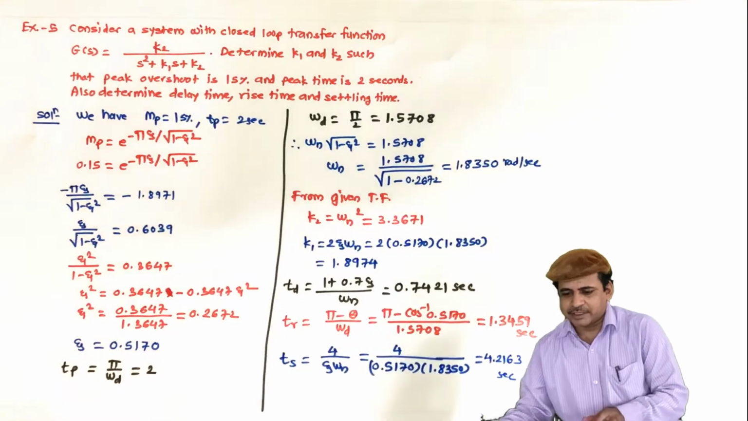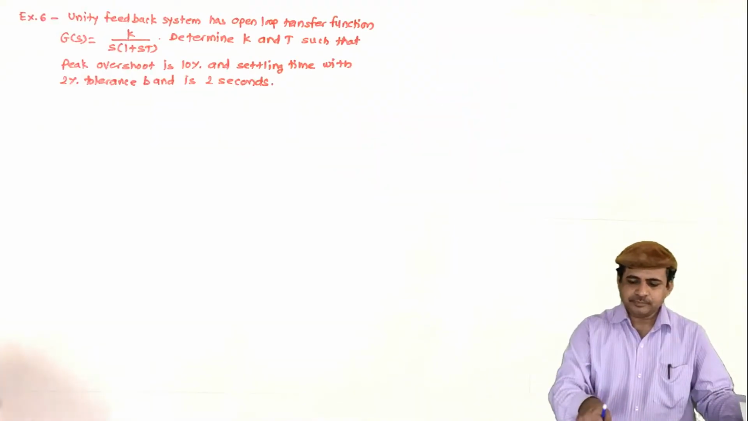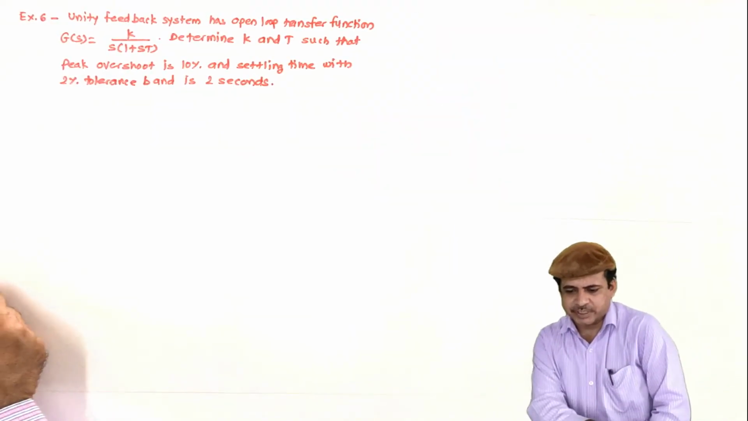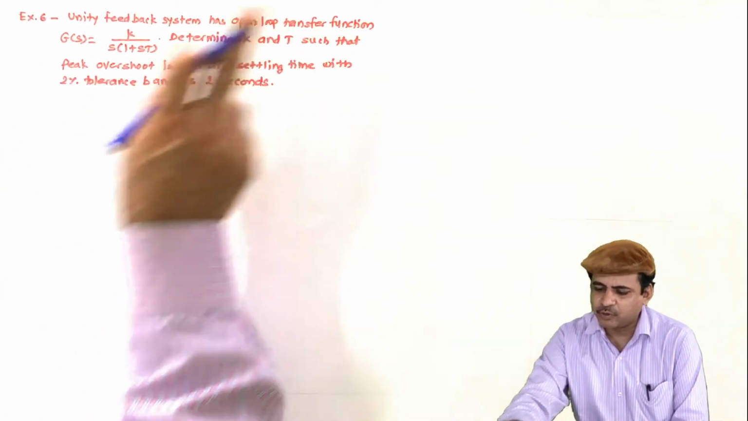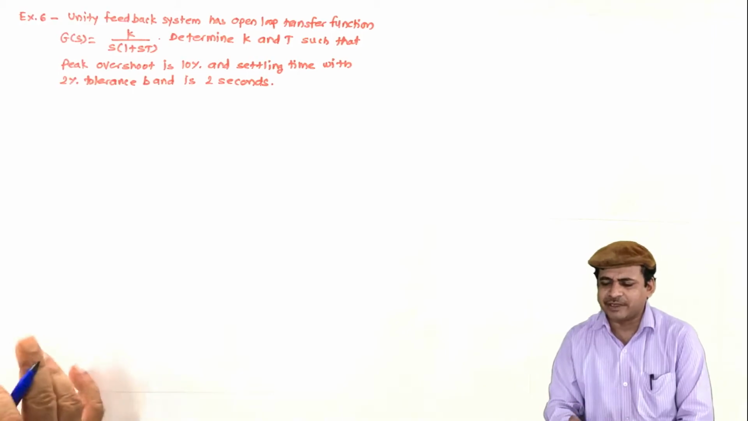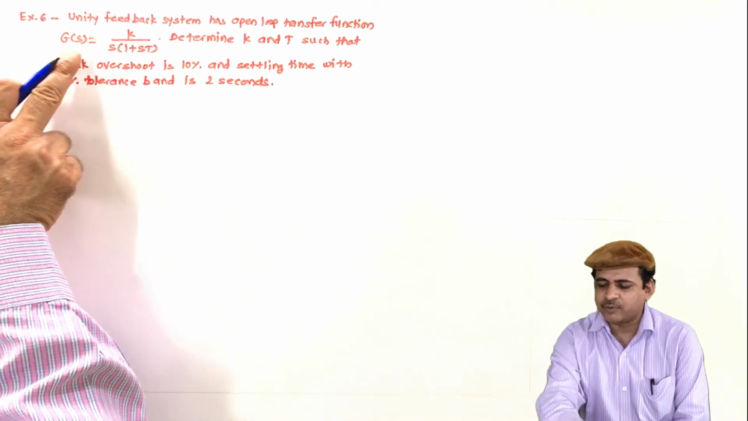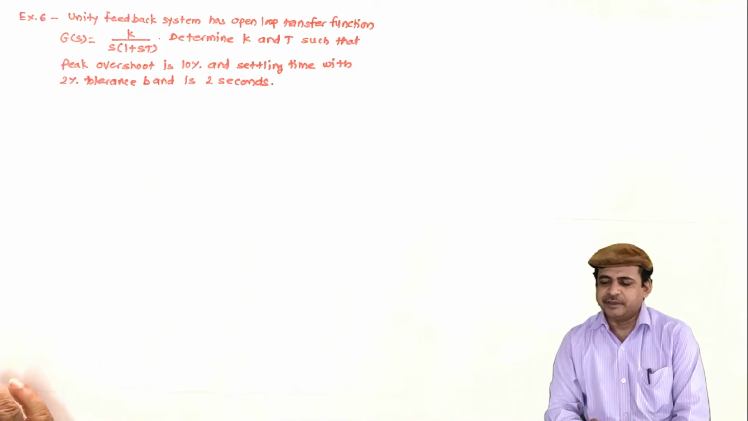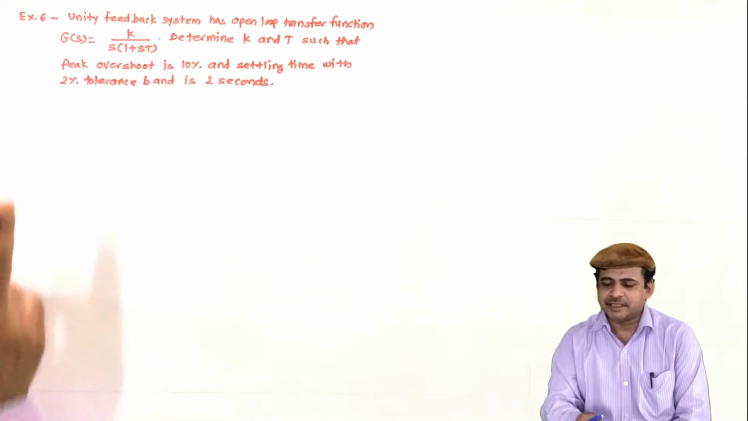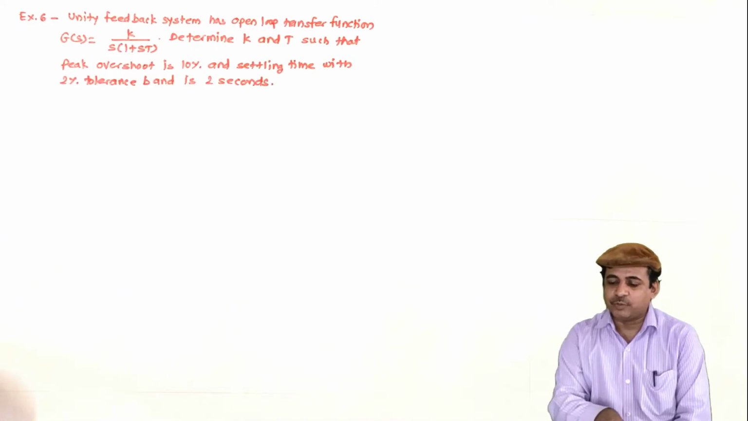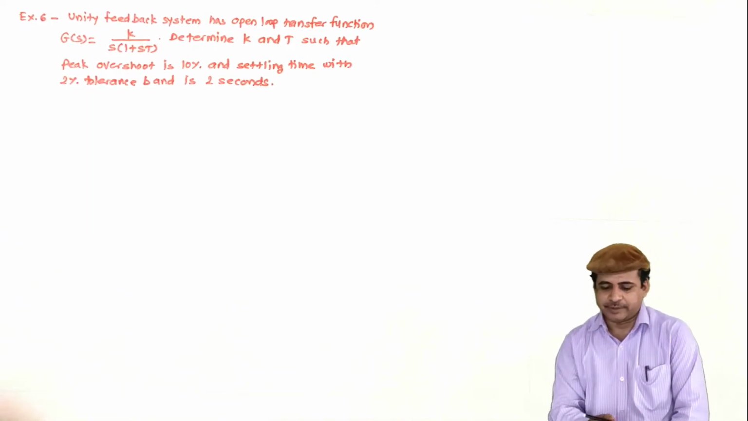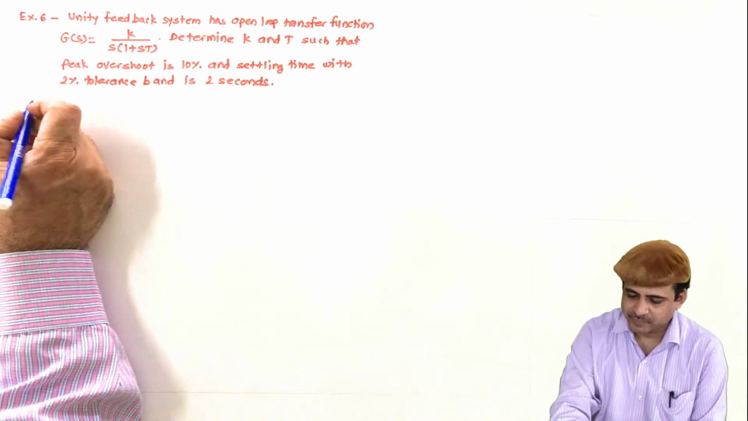We'll solve one more example of this type with two different specifications. So here, what is given? The unity feedback system has an open loop transfer function. So a little bit of variety is there. G of s is k upon s into 1 plus sT. Determine k and T such that peak overshoot is 10% and settling time with 2% tolerance band is 2 seconds. Okay, so let us start.